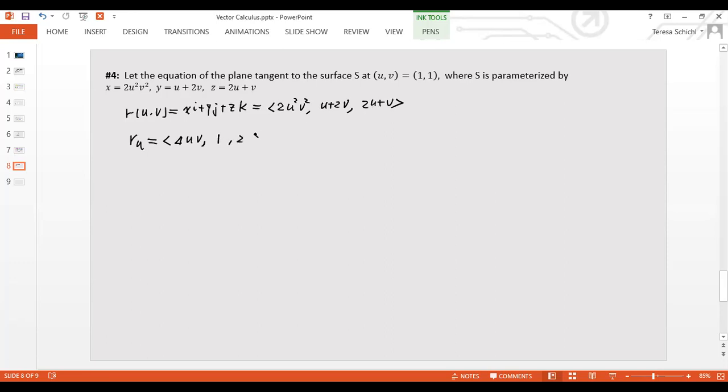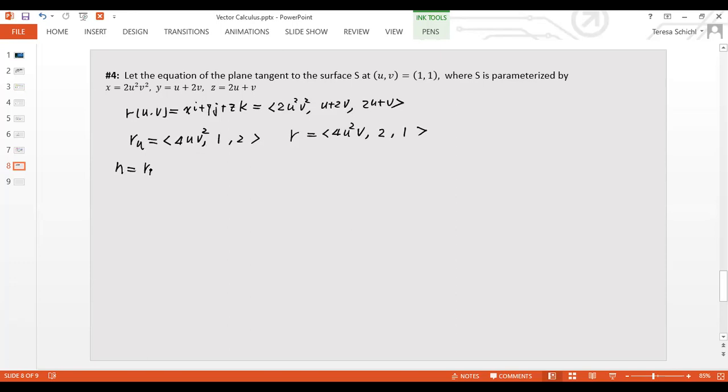Same thing, I take the partial derivative with respect to v. The first term is 2u squared. I thought this was 4u, but it should be v squared, so I need to be careful. So this is 2u squared. Then the derivative of the second term is 2. The derivative of the third term is 1, right? Now I can find my normal vector.